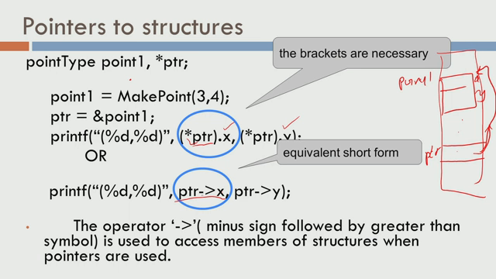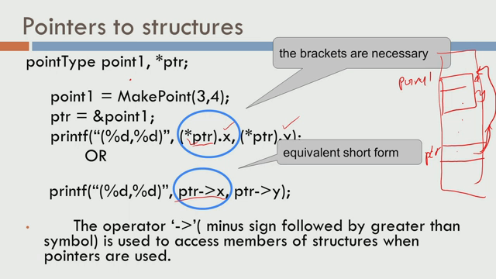When you say PTR arrow x, what it means is PTR is expected to be of a pointer data type. It is not just any pointer, it is a pointer to a structure, and when you use arrow you actually get to the member. So, PTR arrow x takes you to the x member of the structure which PTR is pointing to, and PTR arrow y will take you to the y member of the structure that PTR is pointing to.